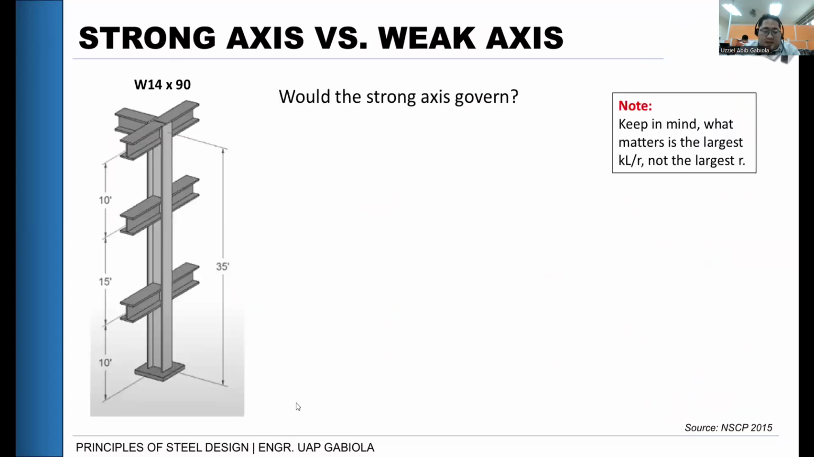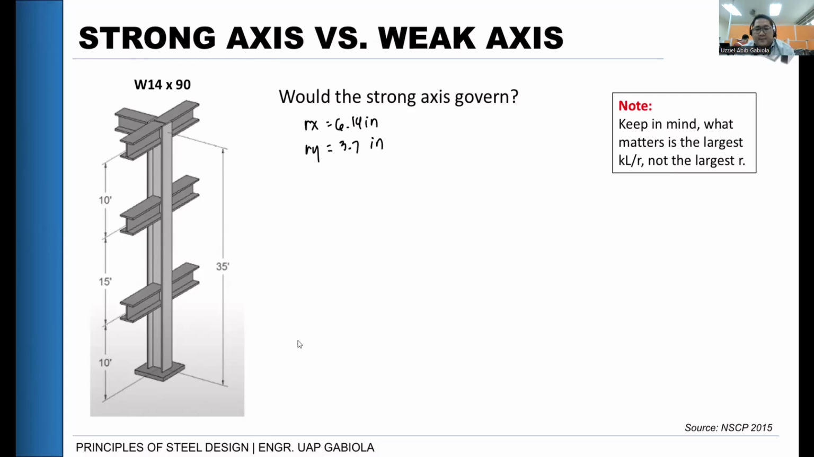So, we have a W14 by 90. Okay? So, tinatanong niya, would the strong axis govern daw ba dito sa column natin? Okay? So, una, kukunin muna natin yung value ng Rx at Ry ng W14 by 90. Okay? So, looking at the W-shaped table, ang Rx natin makikita as 6.14 inch. So, tingnan nyo na lang. And Ry is 3.7.